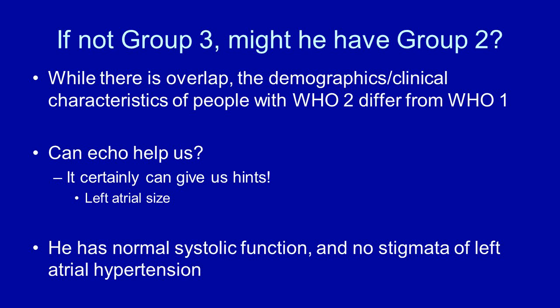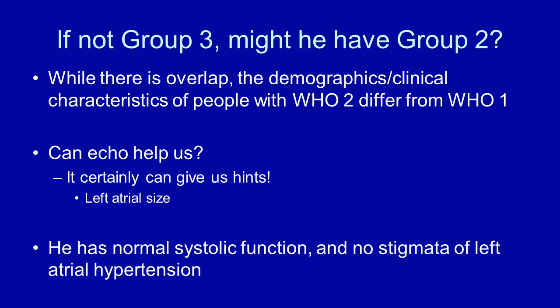Additionally, the echo can also give us some hints. You can't directly measure left atrial pressure non-invasively. You can only do that with right heart catheterization, but there are some findings on echo that may suggest left atrial hypertension. The simplest of these is left atrial size. So when I look at an echocardiogram, the first thing I look at is to see what is their left atrial size. If it's enlarged, there's probably pressure and volume overload in the left atrium.